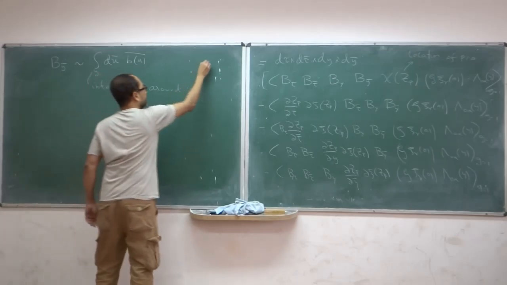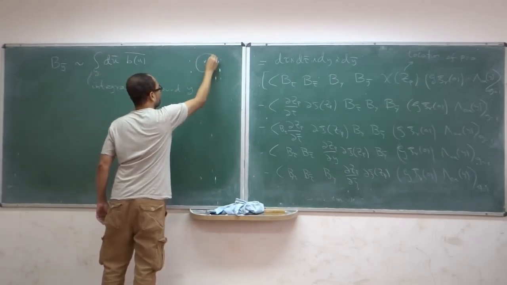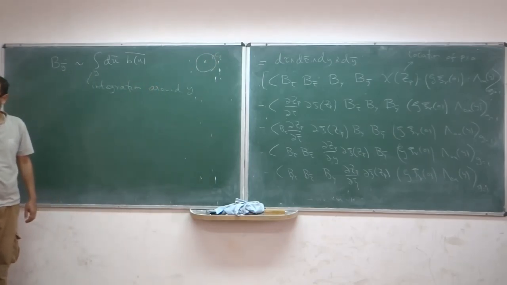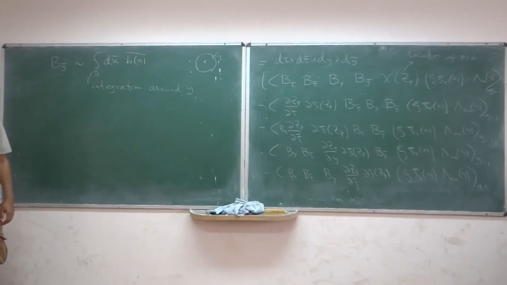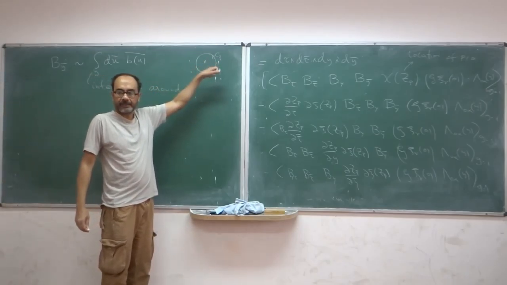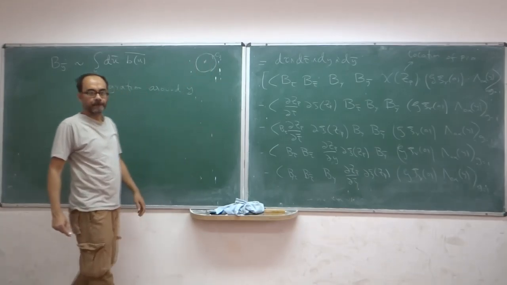Yes, because here was y and then there is C2. If you look at the original definition of B_y bar, the y enters the transition functions across C. That's why you got an integral around C.